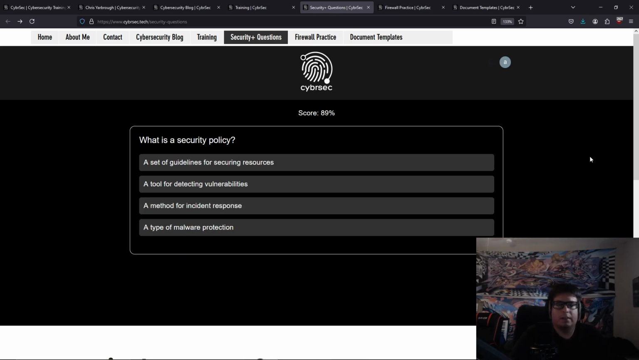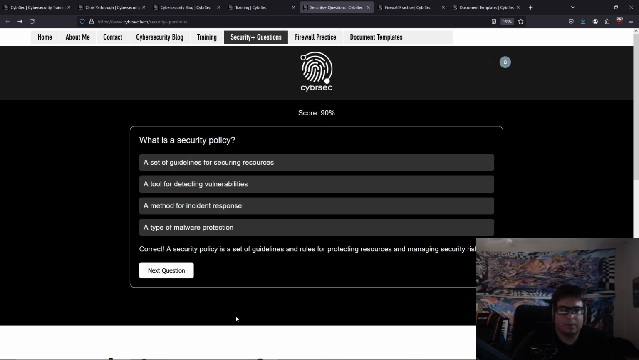What is a security policy? A policy. It's not that. Not that. A method for incident response. Set of guidelines. Got to be. Yep.